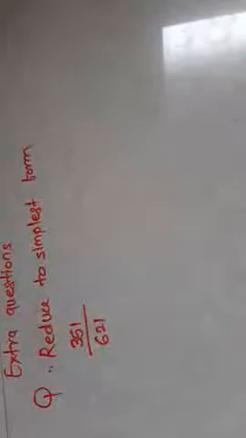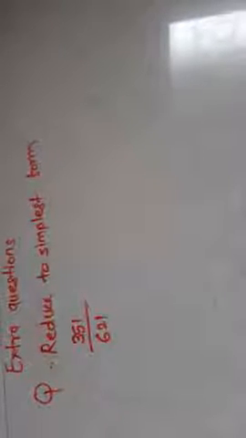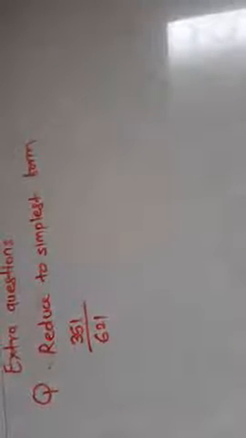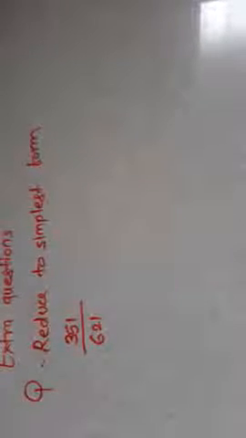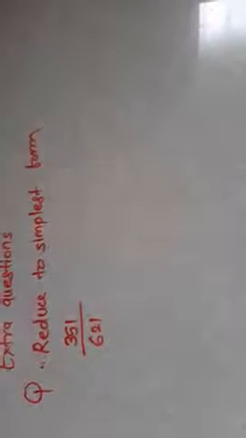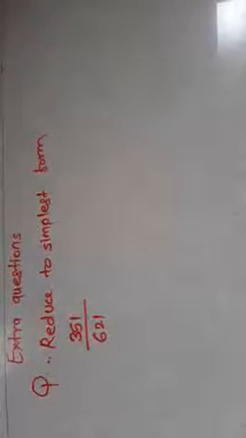Yesterday we learned about the division method and how to reduce a given ratio to its simplest form by using HCF. Today we will see some extra questions related to this. First is 351 divided by 621. By the division method we will see this.